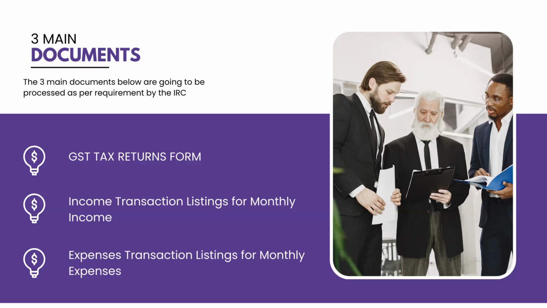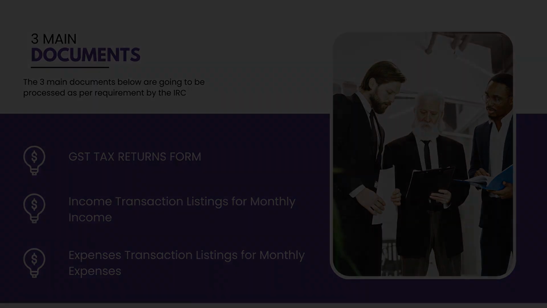In Chapter 4, we talk about the process documents or final output that you will download and use. The three main documents that will be processed and ultimately have multivariate uses are: 1. GST Tax Returns Form. 2. Income transaction listings for the monthly income. 3. Expenses transaction listings for monthly expenses.